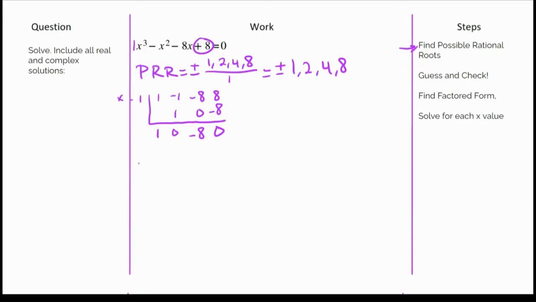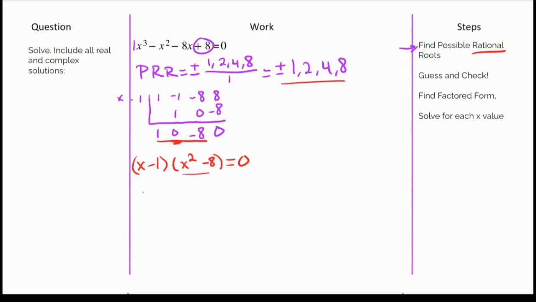What that's going to look like when I factor that out is x minus 1, and then this gives me what's left over. So I have x squared plus 0x minus 8. Now I could keep going and try plugging these numbers in, but I actually know by looking at this that none of those numbers are going to work, because these are all the rational roots, and I'm actually going to get two irrational roots from here.